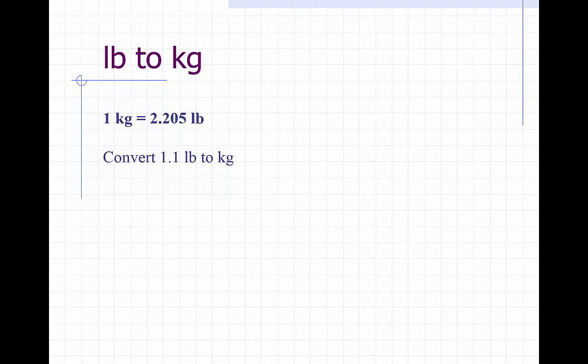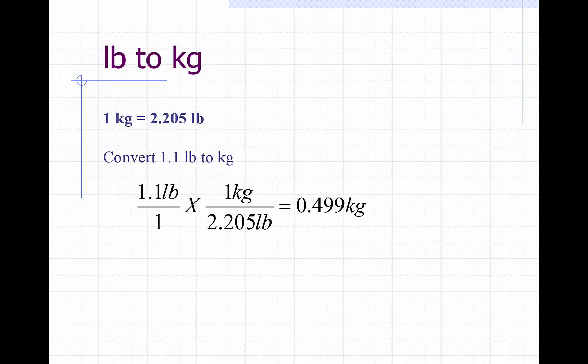We're going to convert 1.1 pounds to kilograms. I'm going to put this in my equation. 1.1 pound over 1 times 1 kilogram divided by 2.205 pounds. The pounds cancel out, leaving me with 1.1 divided by 2.205, which is 0.499 kilograms.